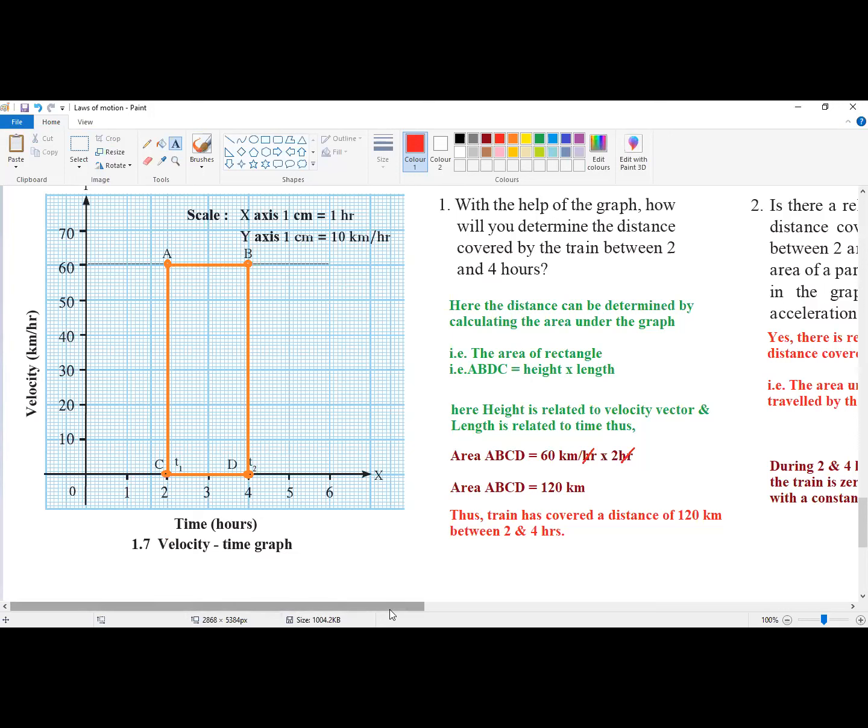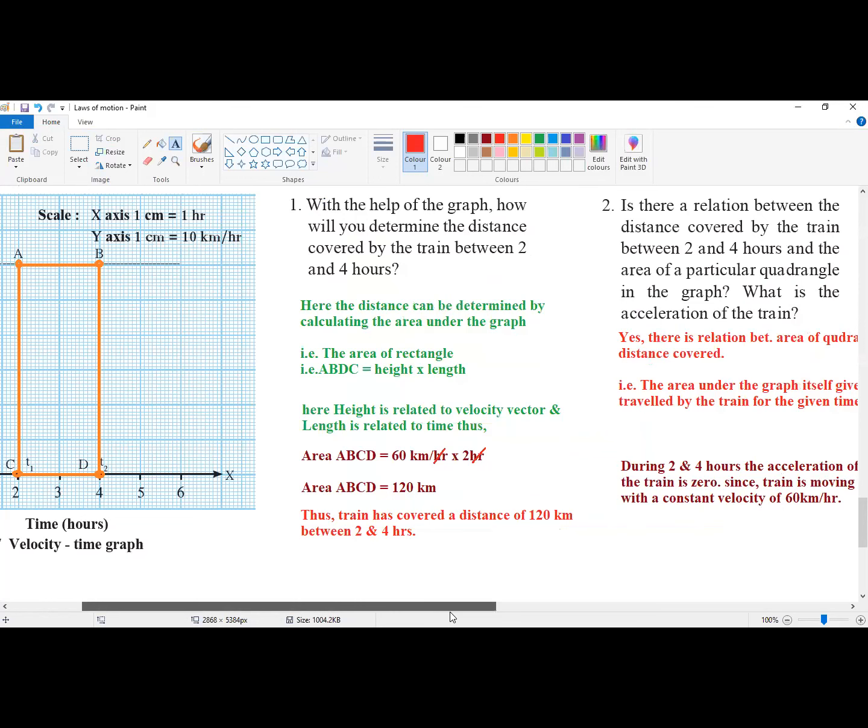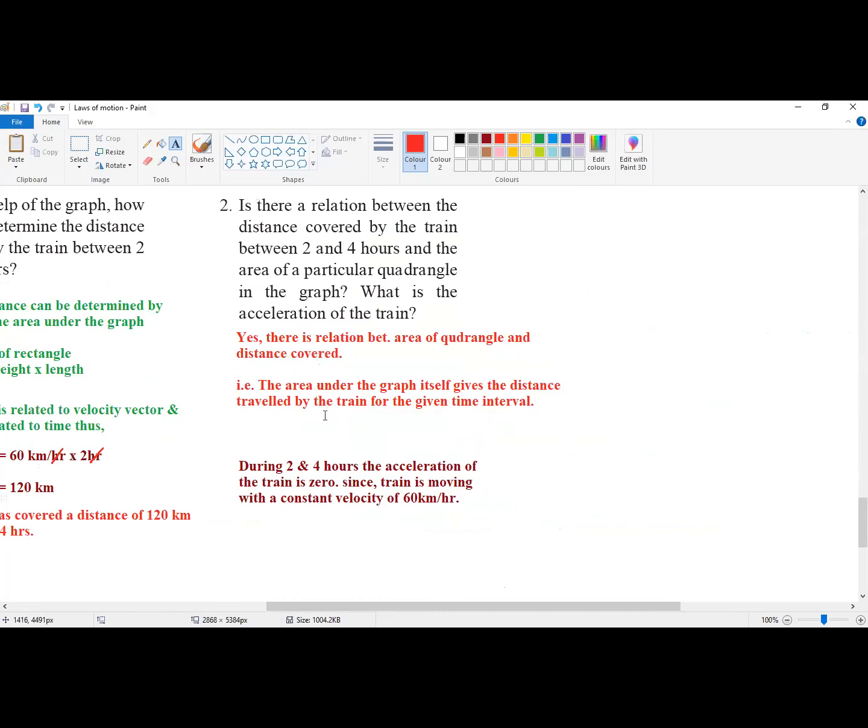As per the definition of acceleration, there should be a change in velocity. But as you can see, there is no change in velocity. Thus, the train is having zero acceleration. So, thus we have written during the second and fourth hour, the acceleration of the train is zero since the train is moving with a constant velocity of 60 km per hour. Are you all following this?